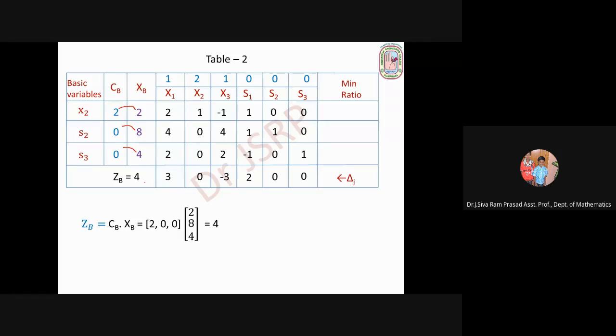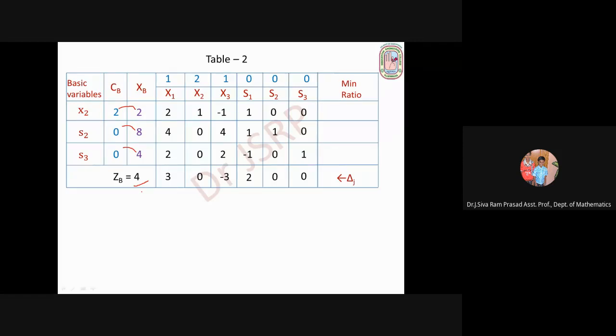Observe here. What is the objective function value in the previous table? First table, that is 0. Now the objective function value is 4. So objective function value improved. Since it is a maximization problem, by step, the value of objective function is increased. So the solution is improved. Now repeat the same process.